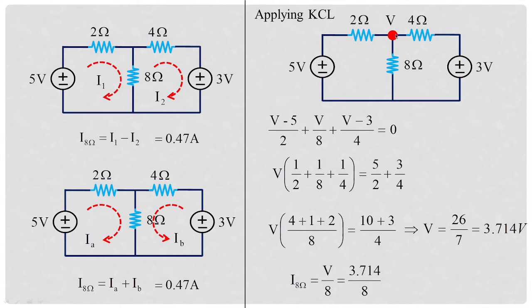Once I obtain the value of voltage, then I can obtain the value of branch current under node analysis as I is equal to V by R. So this is the current we required, V by 8. So we have voltage as 3.714 divided by 8, which gives 0.4642 amperes. Now you can cross check this answer. 0.4642 is almost equivalent to 0.47 amperes. So whether we have done solution 1, solution 2, or employed node analysis, we got the same result. So this is how you have to cross check for every problem.